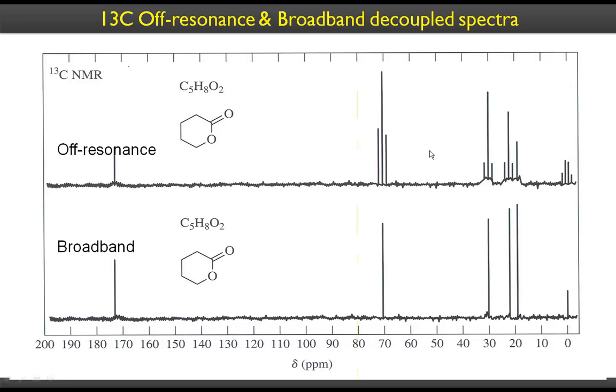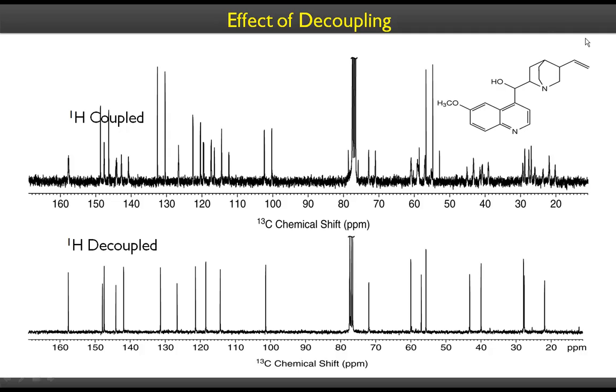Sometimes the off resonance spectrum has the advantage of letting us know the type of the carbon, but that advantage is overshadowed by the complexity that is generated, especially in the case of complex molecules. Here I showed you a quinine kind of molecule. Earlier we saw the off resonance, coupled spectrum, and look at the simplicity of the decoupled spectrum. Everything is a singlet, there is no overlap, and it's easy to determine the number of carbons. The types of chemically non-equivalent carbons can be deduced more easily from a decoupled spectrum than from the coupled spectrum.